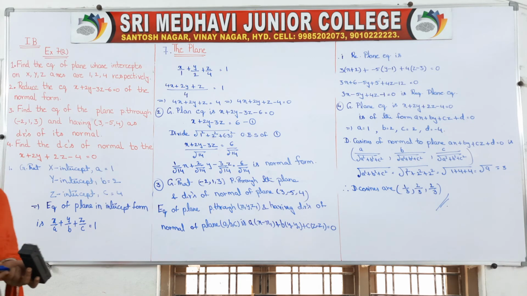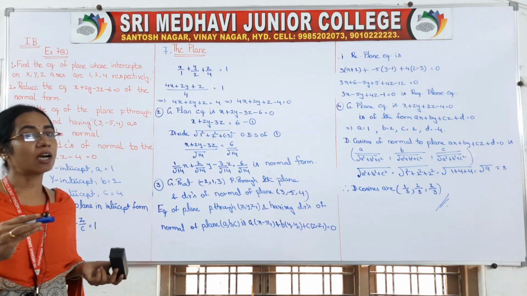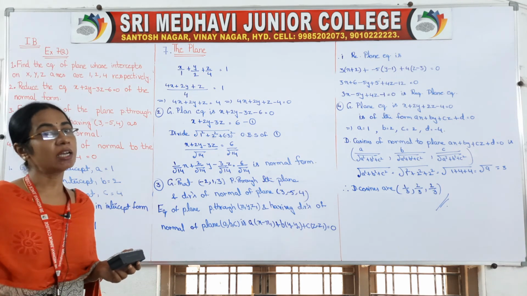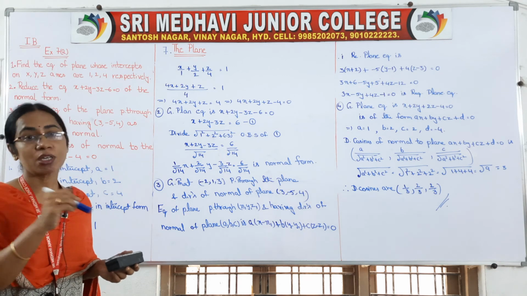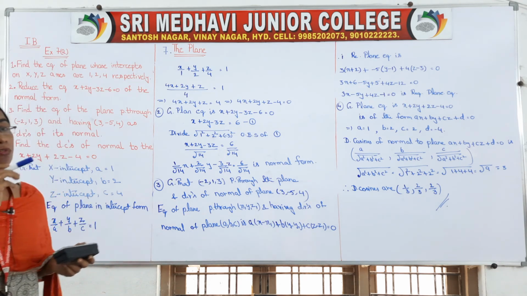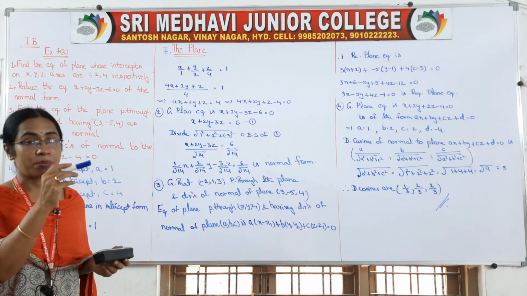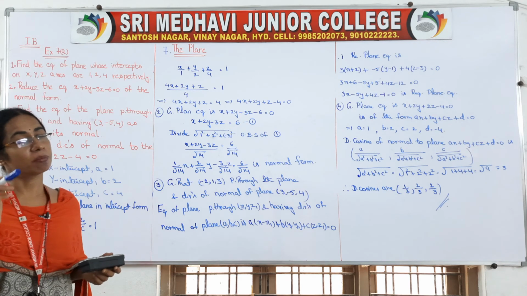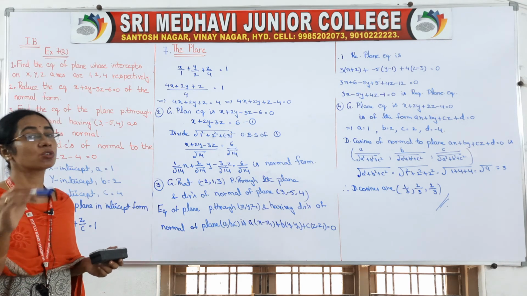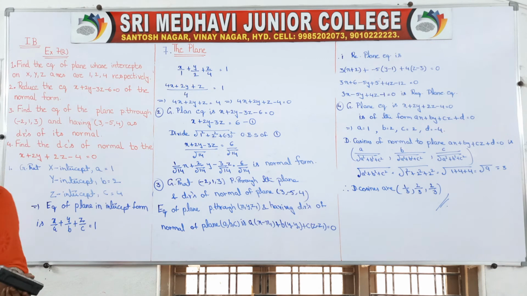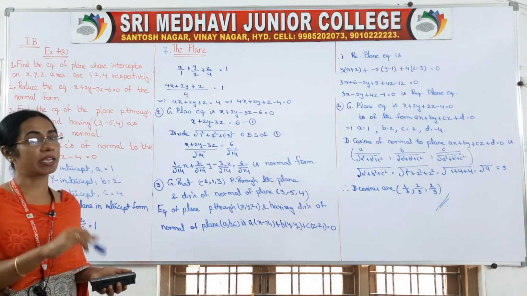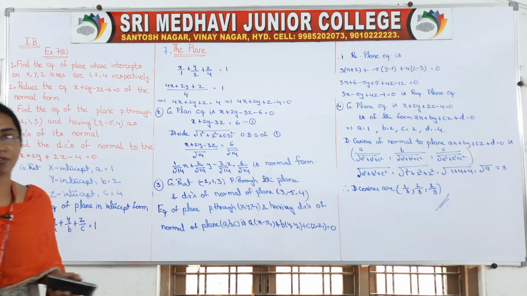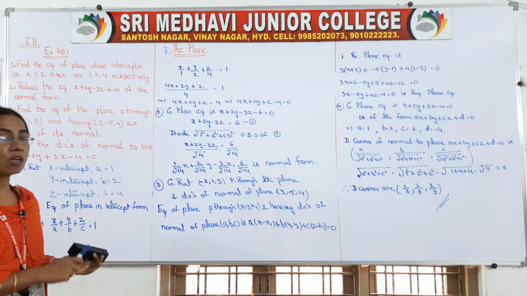So, you get the direction cosines of the normal to the plane. A, B, C are the direction ratios of the normal to the plane, and a by root of a square plus b square plus c square, b by root of a square plus b square plus c square, c by root of a square plus b square plus c square are the direction cosines of the normal to the plane, right? Direction ratios of the normal are A, B, C, and here we are finding the direction cosines of the normal to the plane. Okay. So, that is our fourth question.